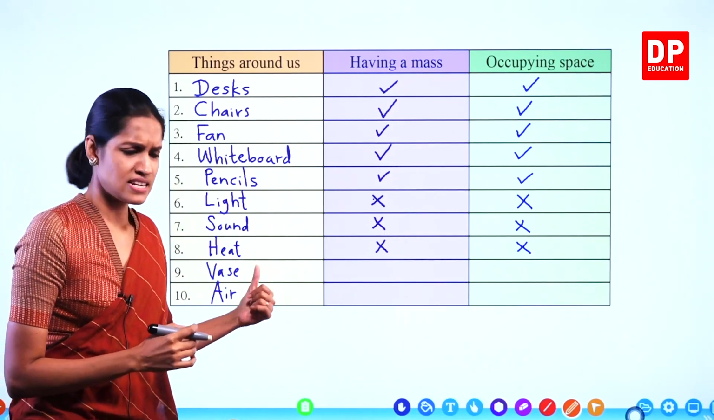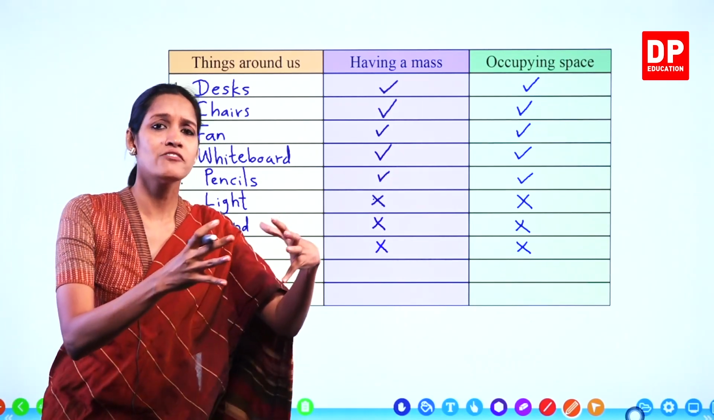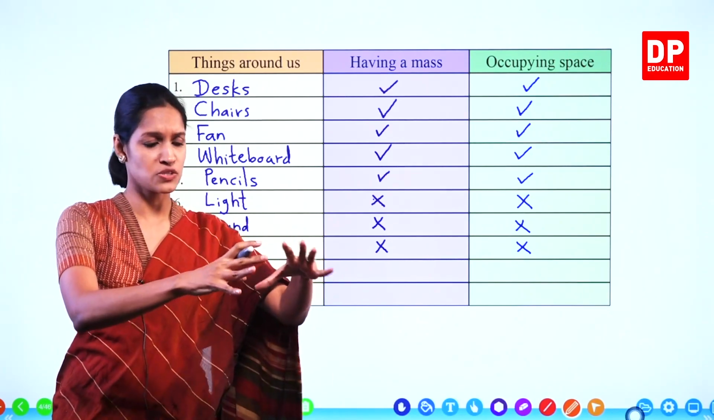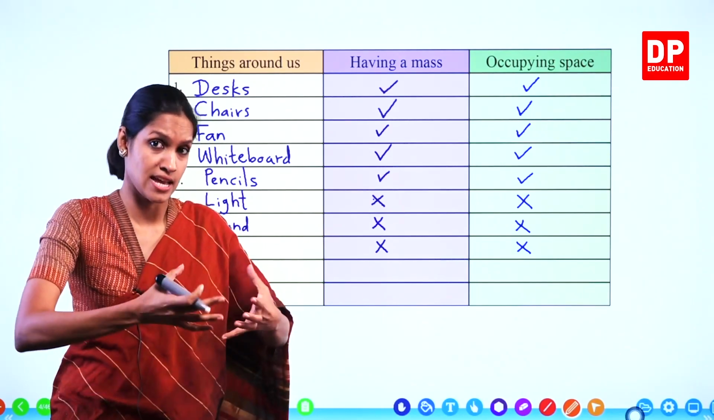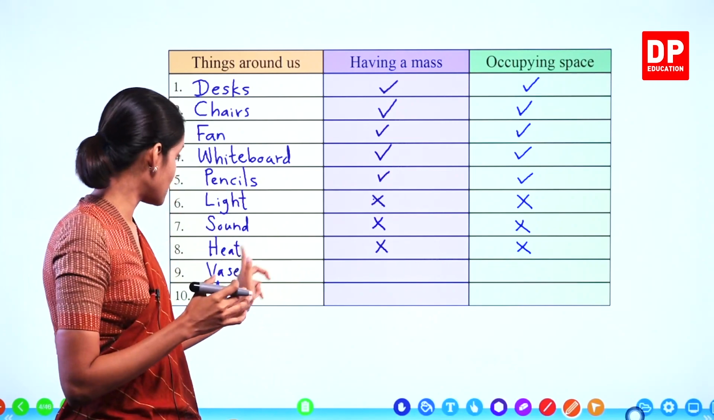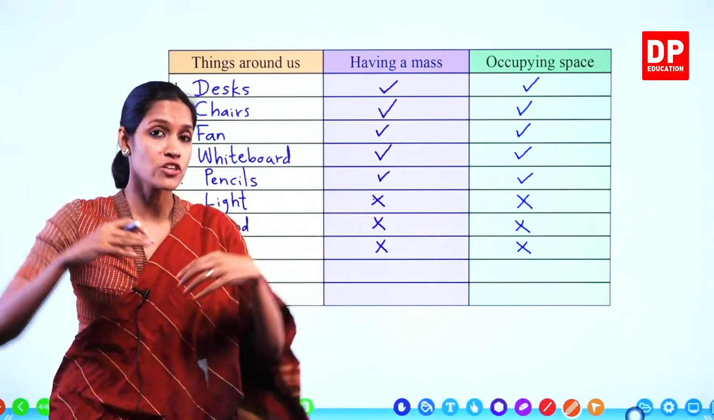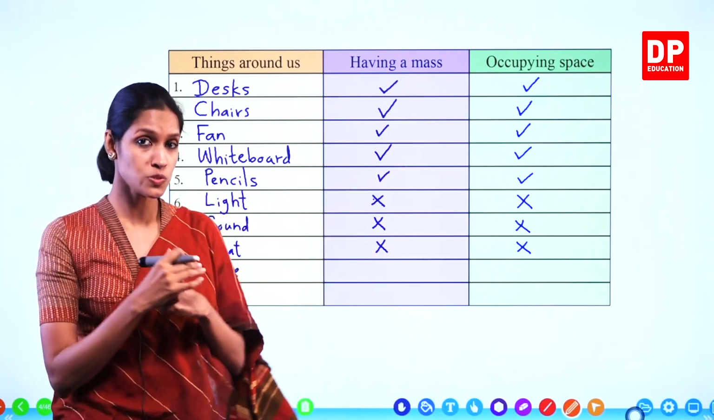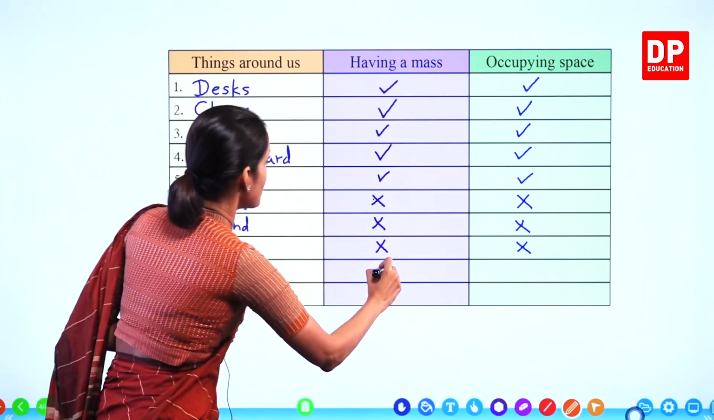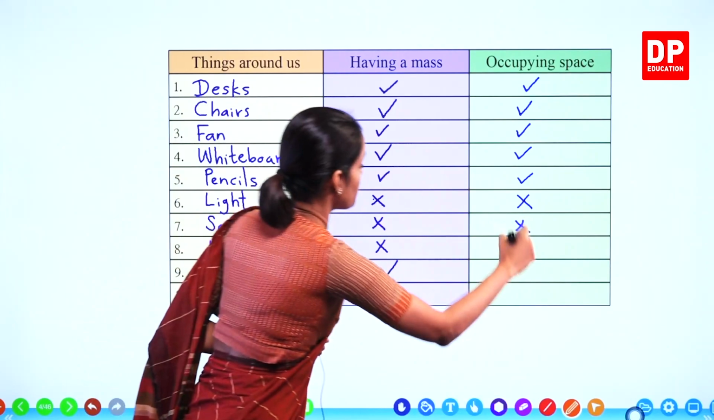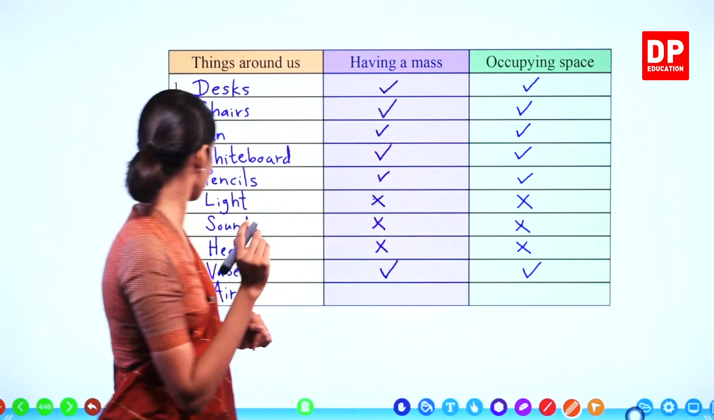Vase, flower vase. Let's say that we have a flower vase. If one vase is there on the table, it will take a small space and it has a certain mass, right? If we keep 10 vases on the table, it will take more space. Therefore, mass present, occupies space also present.